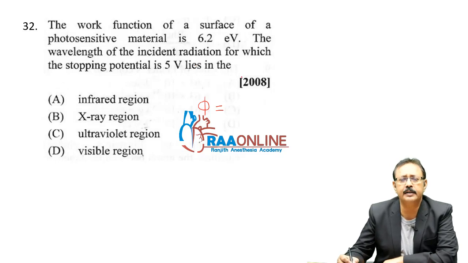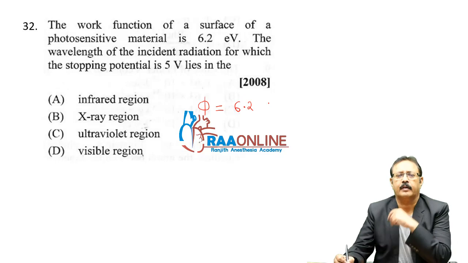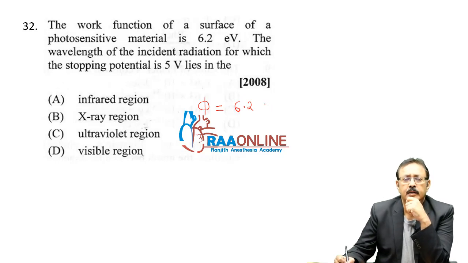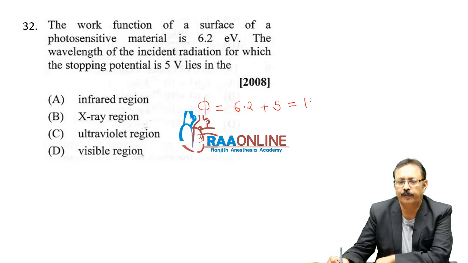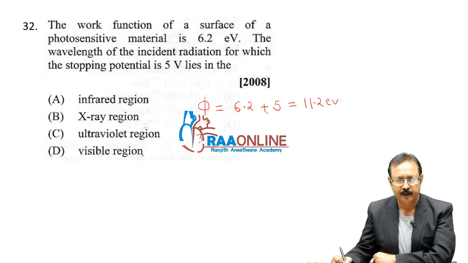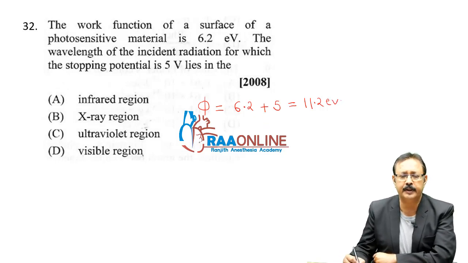And work function is 6.2. Stopping potential is 5 volt. It means the electron is coming out with energy 5 electron volt. It means you sent a photon of 11.2 electron volt energy. But energy is represented by h into nu. So you can calculate the frequency.